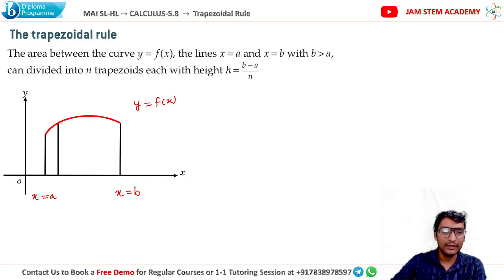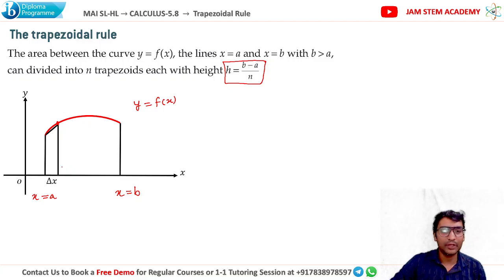So I'll start by drawing a line perpendicular to the x-axis from the point lying on the curve, taking this width as the h value, which is (b minus a) over n. Let's represent it by delta x. So this is our delta x, which is the width. Now let's join the endpoints like this. Now we have a trapezoid, as you can see.